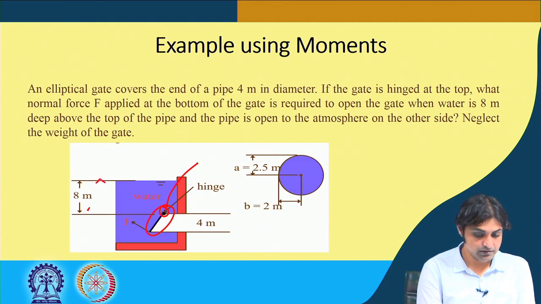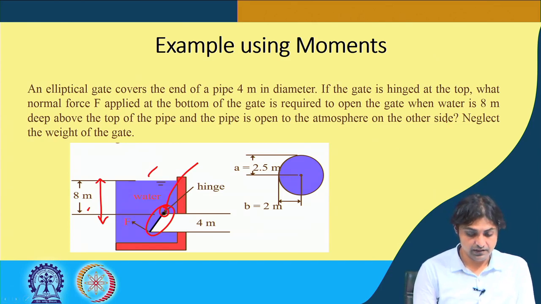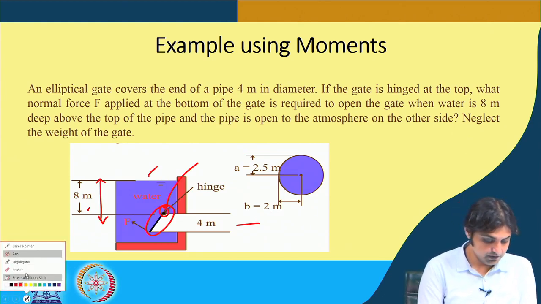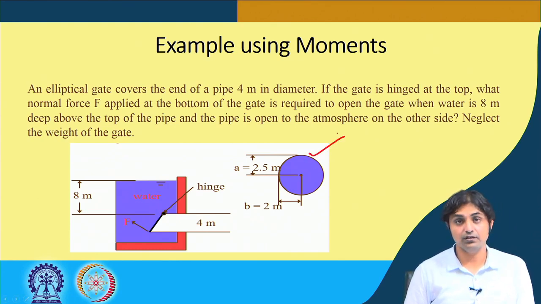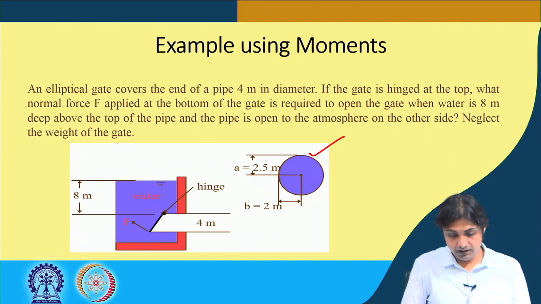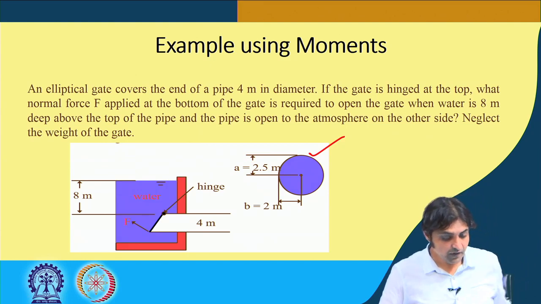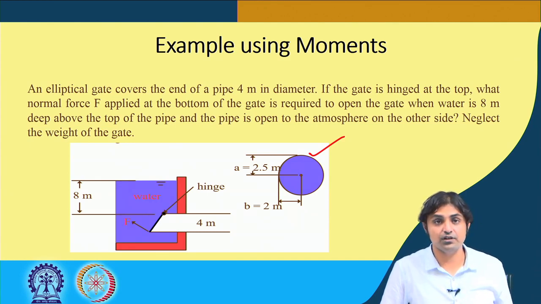And the pipe is open to atmosphere on the other side here. Neglect the weight of the gate. This is how this elliptical gate looks. This is the cross section. Once you have understood the question, we can proceed with the solution now.